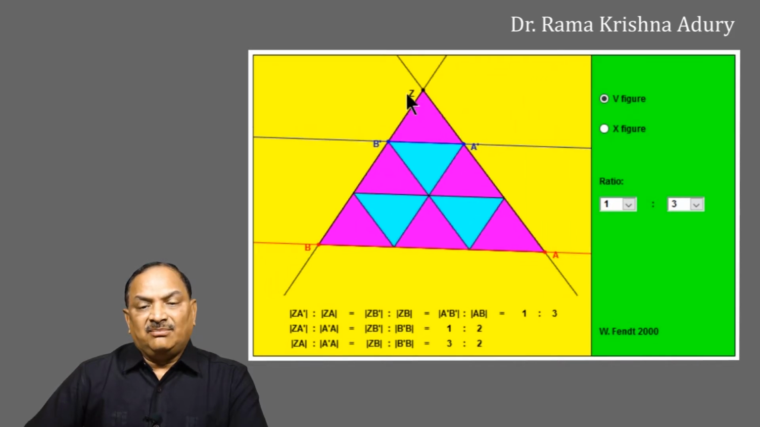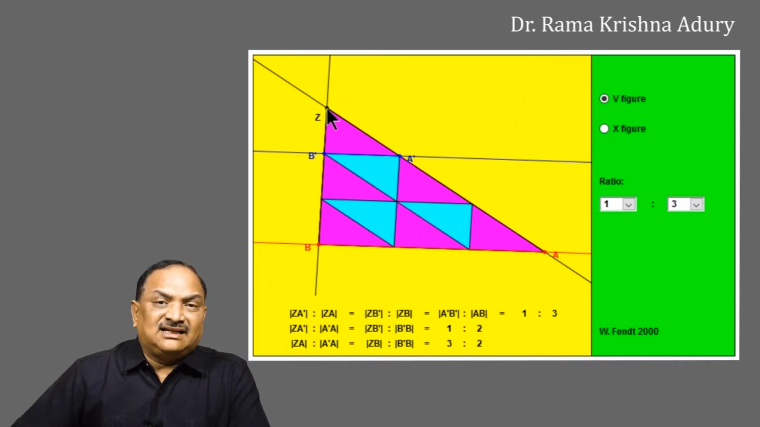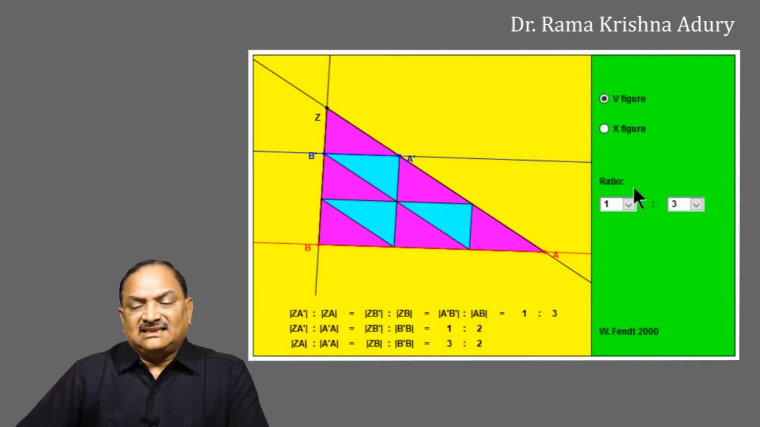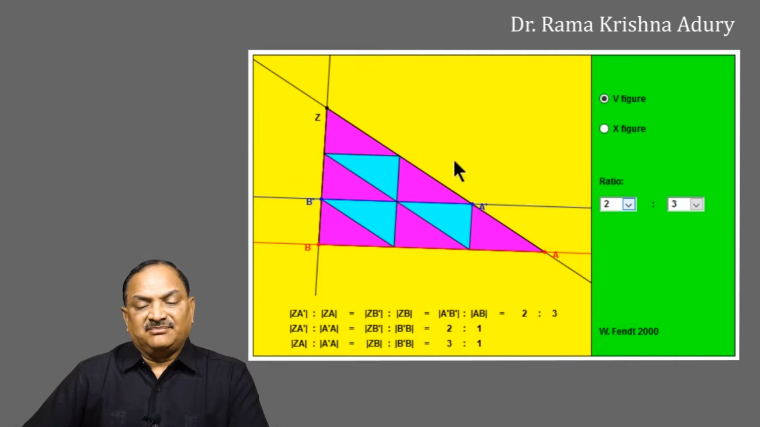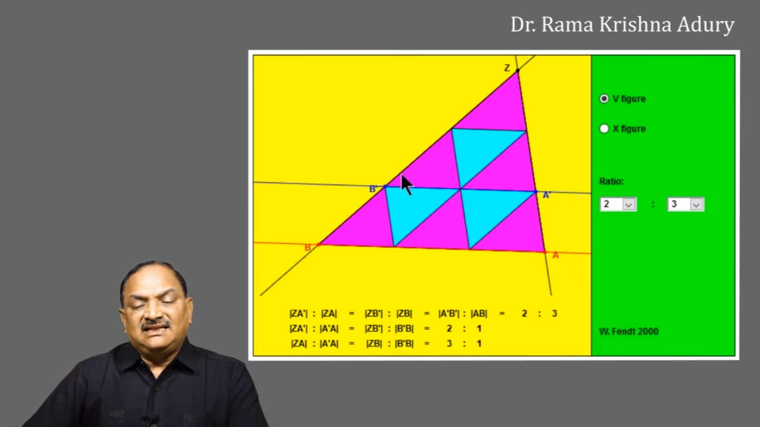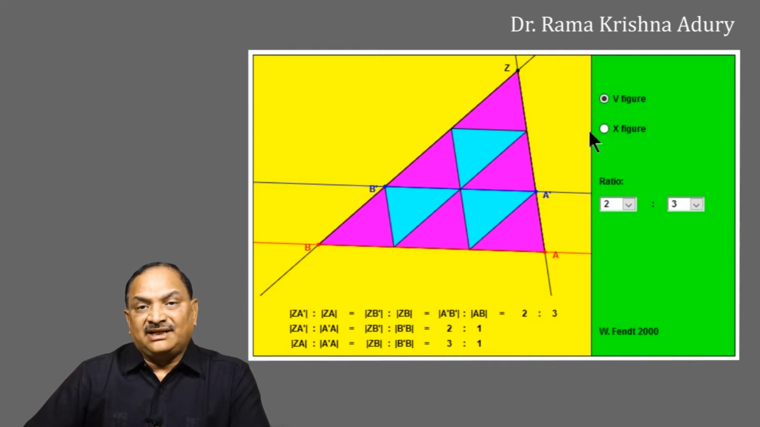So if a line is drawn parallel to one side of a triangle, it divides the other two sides in the same ratio. Let us just change this ratio and watch once again. Here you have 2 units and this is 1 unit, 2 is to 1. B'Z is 2 units and BZ is 3 units. And on this side also, A'Z is 2 units and AZ is 3 units. So the ratio is the same. You can say 2 is to 1 here, or on this side also 2 is to 1. But mind you, the whole thing is 3 here. That's how this ratio 2 is to 3 comes.